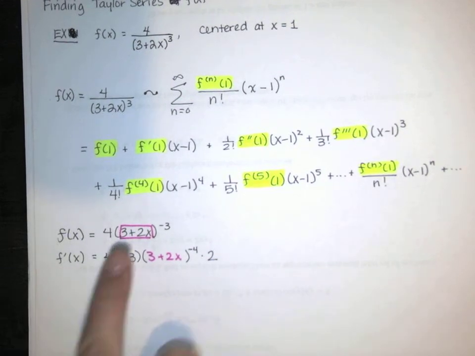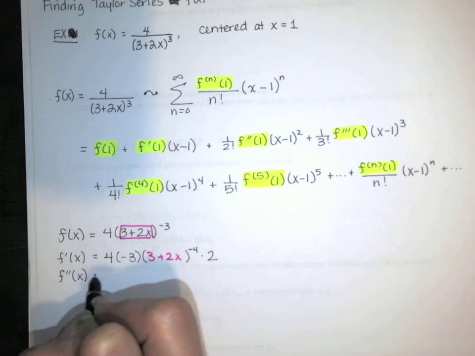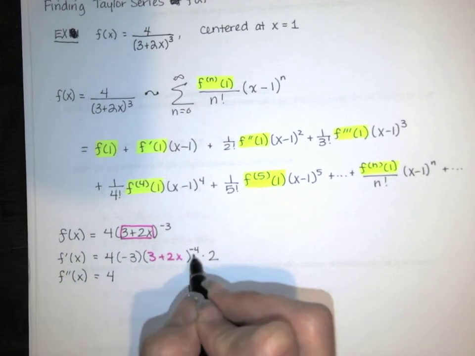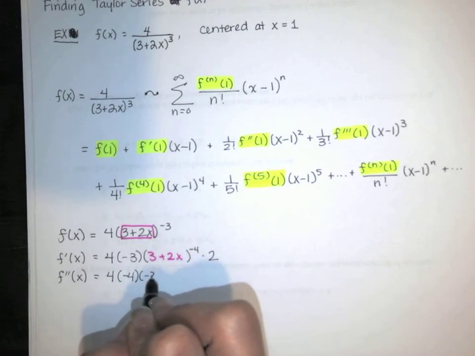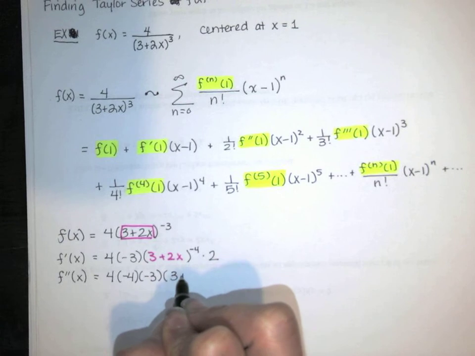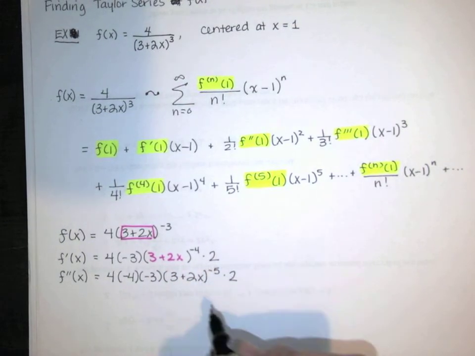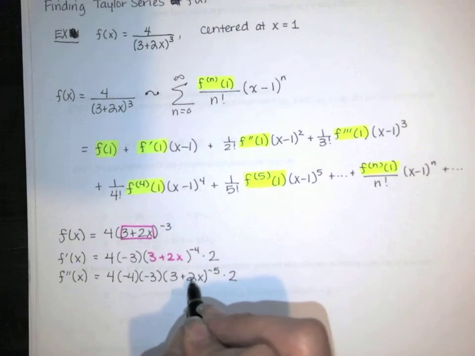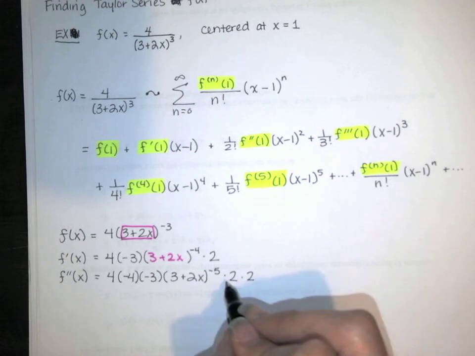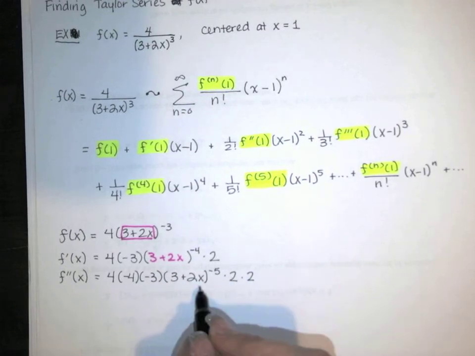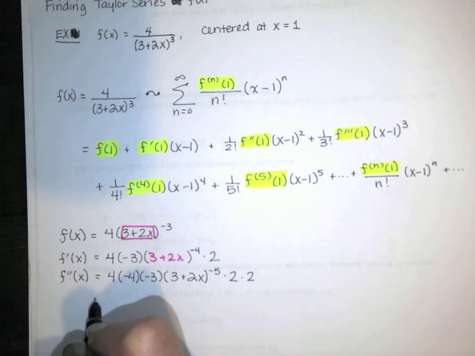Notice it started positive, now it's negative, and now let's take the derivative again. I still have that 4 there. When I take the derivative again, I get negative 4 times negative 3 times (3 plus 2x) to the 1 less power, that's negative 5, times that 2 from before, times an extra 2 by the chain rule. I'm just bringing that 2 down, times the derivative of the inside, which is another 2. So I'm going to keep multiplying by 2. Every time I take the derivative of the inside, I multiply by another 2. So I'm going to simplify this.